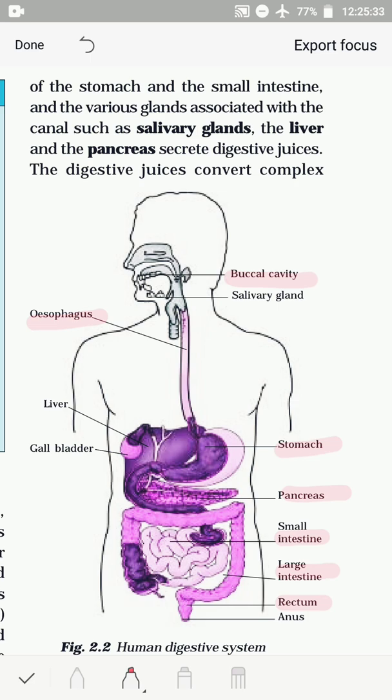Also here you see liver, salivary glands, these are given. These are digestive glands. Actually these digestive glands produce digestive juices which help in digestion. So what is digestion? Digestion is breaking of food substances into simpler soluble forms. Right. So let us see the parts of our digestive system.